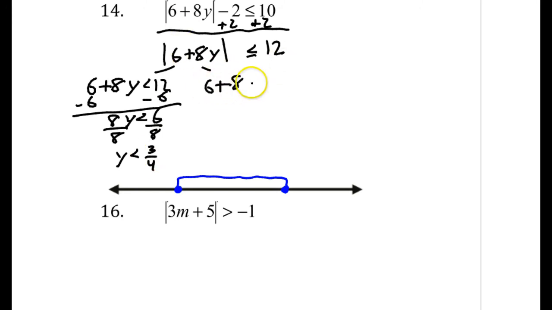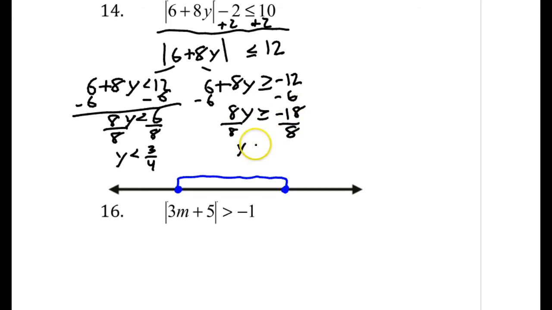And then break up the other one. 6 plus 8y is going to be greater than or equal to negative 12. Same algebra. We got 8y is greater than or equal to negative 18. Divide by 8. So y is greater than or equal to, divide by 2, divided by 2, negative 9 over 4. So now I know I have one positive, one negative, so I know that the one on the right hand side, this is the negative, put that underneath. This is the negative 9/4. This is the 3/4.